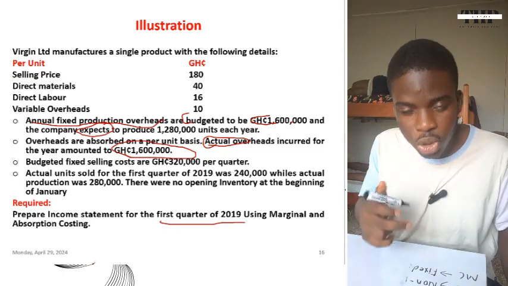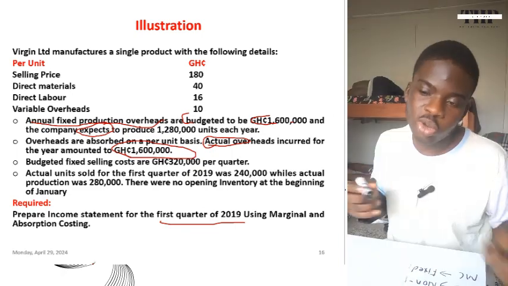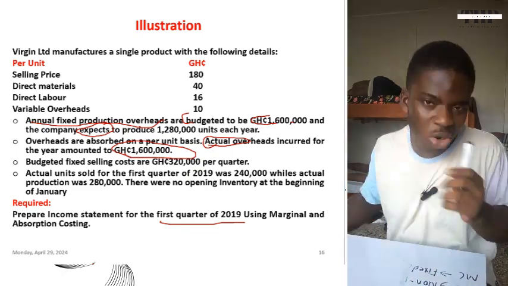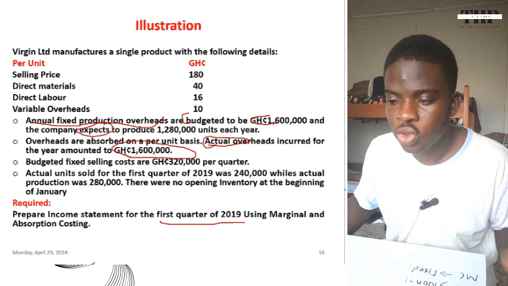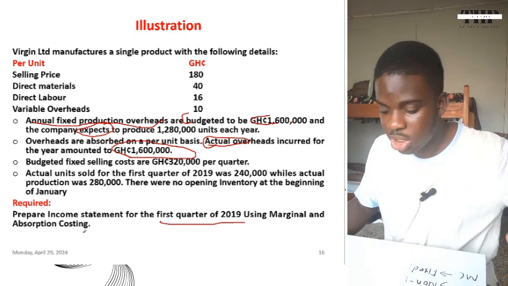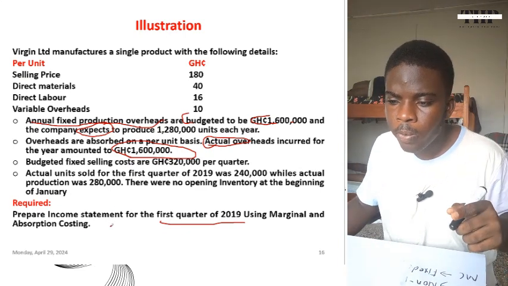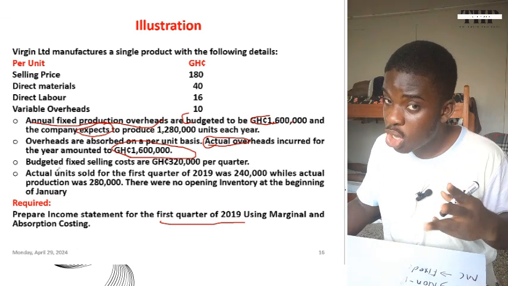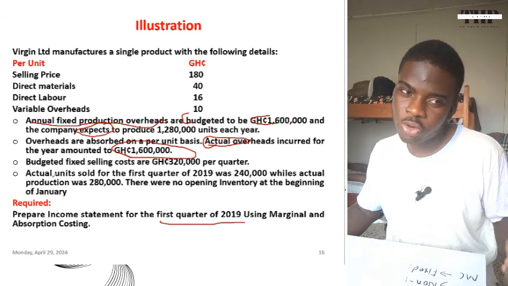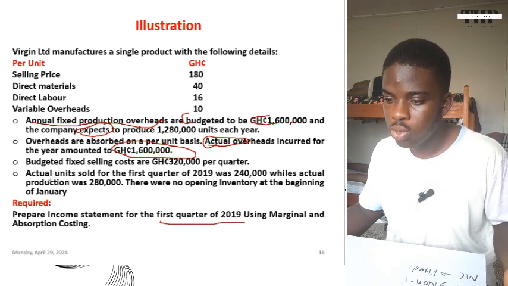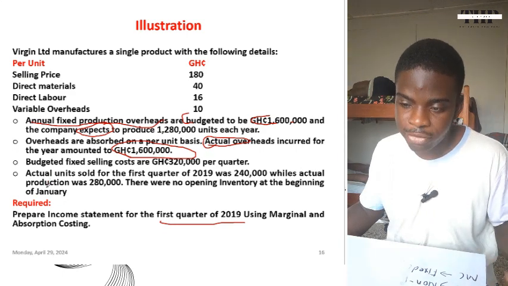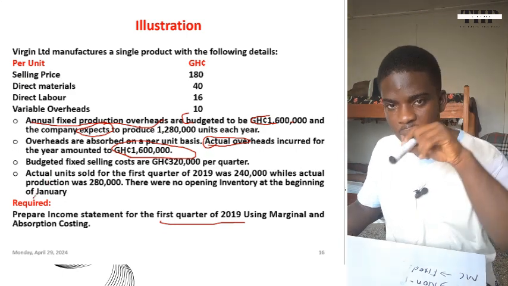The second step is to determine your variable or marginal cost per unit. It's not that serious. It's in the practical video, so you can just check that one out. Then your third step would be to calculate your closing inventory. That was also very simple, so check that out in the video. Now let me talk about it.